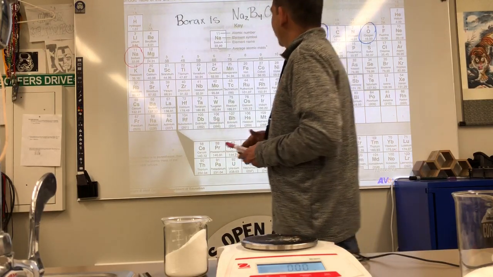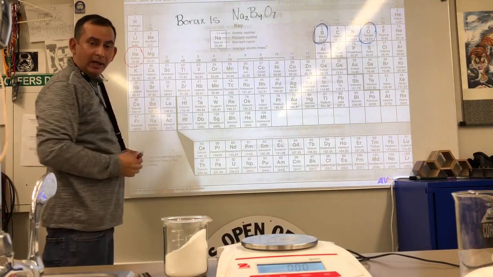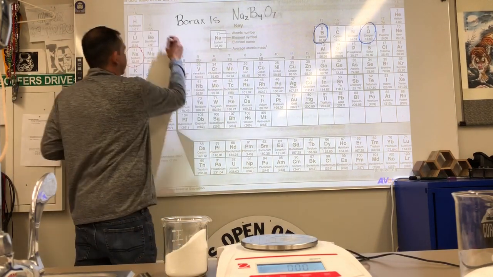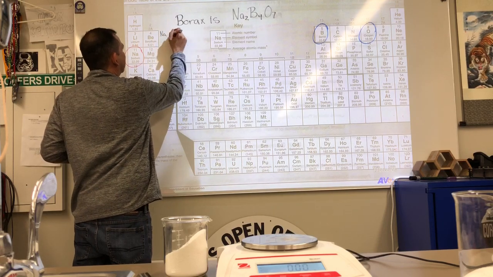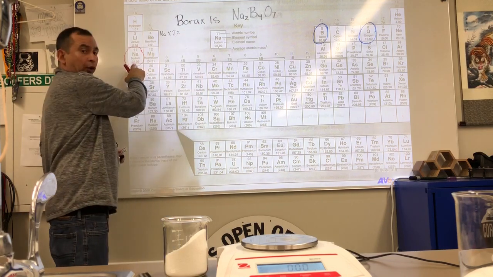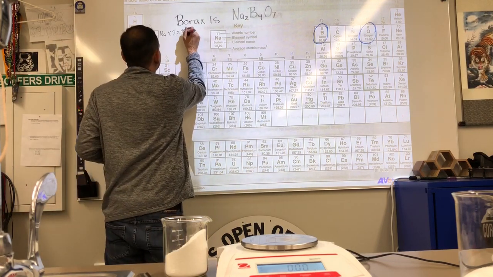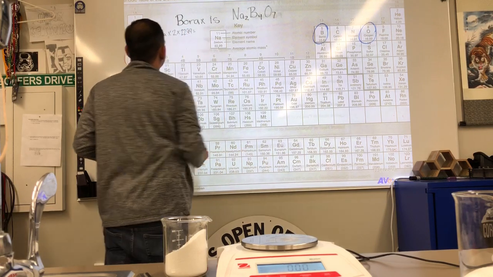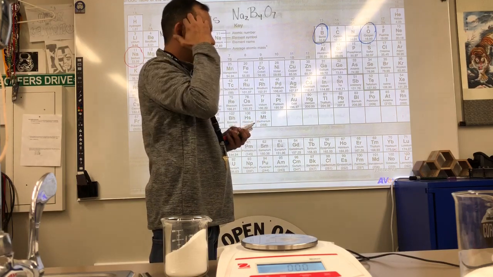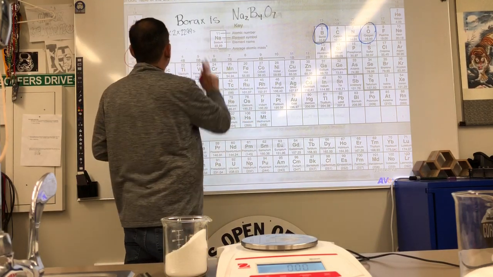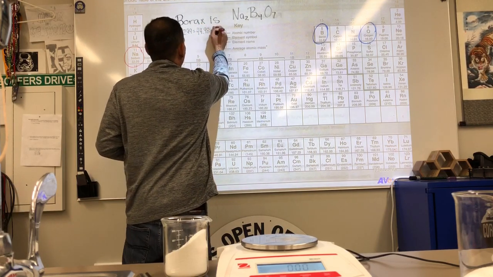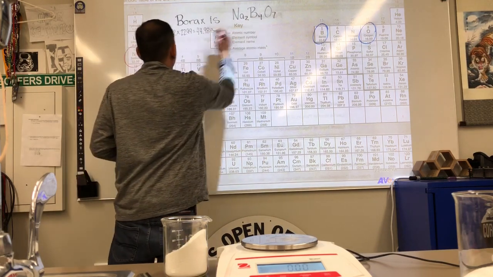So what I'm gonna do is use this area right here to write out my number. And we're gonna take sodium first, because that's the first one in this. So we go Na, we have two Na atoms. The molar mass of sodium is 22.99. 2 times 22.99, 44.98 grams, okay?